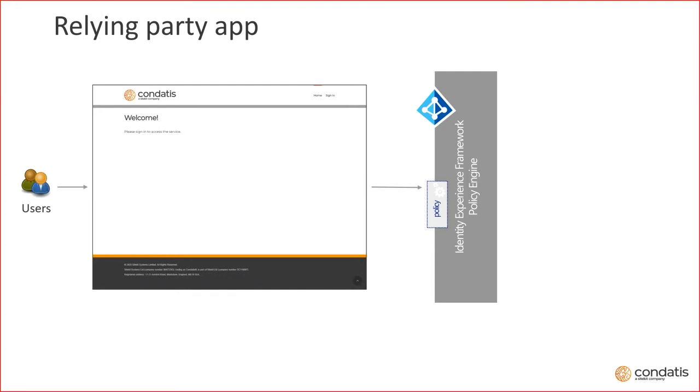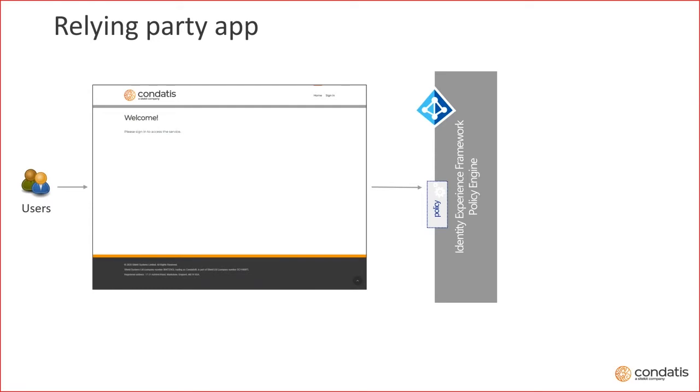Now, we talked about there being policies and there being a number of different policies. Part of what our relying party sends when we make that initial sign-in request is the name of the policy that we want to execute. So in this case, we're doing a sign-in, so we want it to execute the sign-in policy. B2C knows how to take that policy and then run the different steps in it.